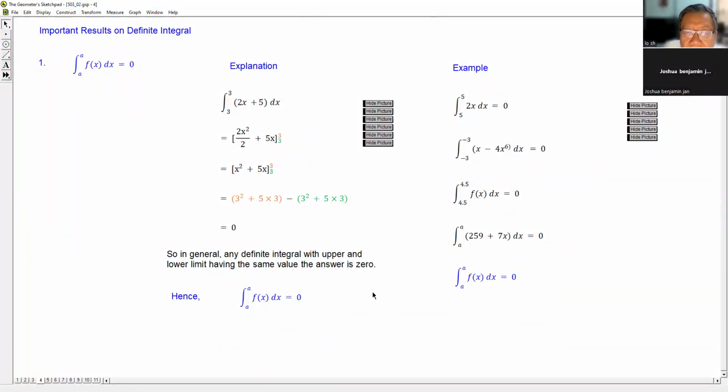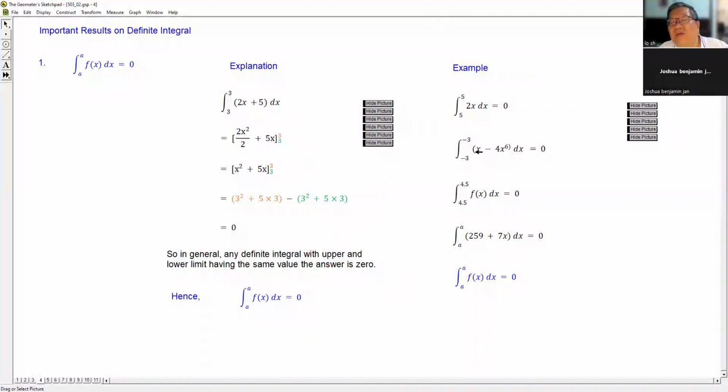Any question? No. So next time, when you see the two numbers are the same, you don't care whatever is inside the function here. Whether you know how to integrate or you don't know how to integrate, the answer is sure to be 0. Okay? So let's say integrate from 5 to 5, 2x dx. What's the answer? 0.